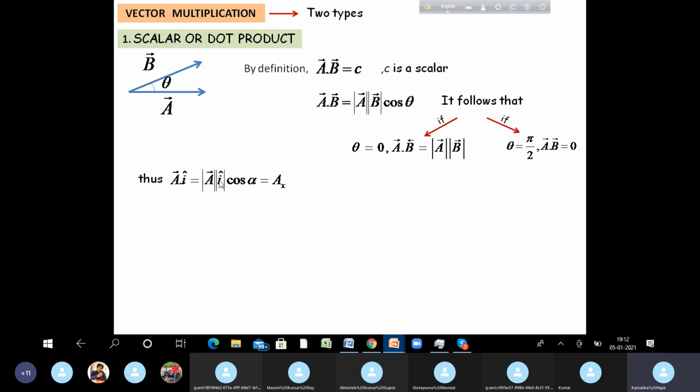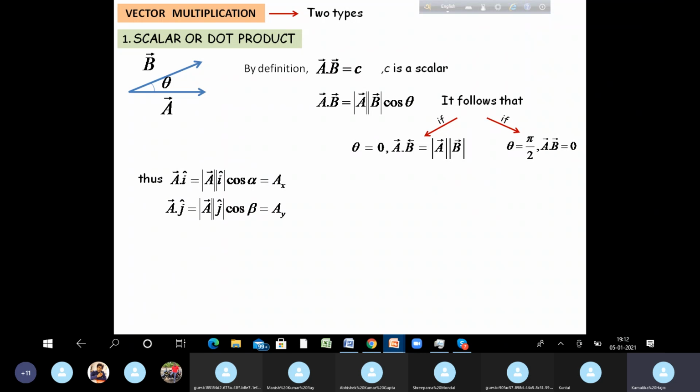But we know that the value of i mod i is 1. i cap is the unit vector, so its magnitude is 1, so that we are left with A cos alpha, which is nothing but Ax. If you remember, we defined the components of a vector in this manner, that A cos alpha is Ax.